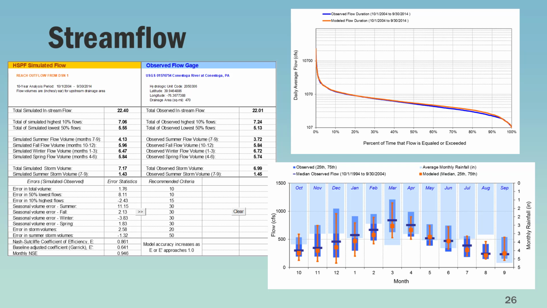So based on the Nash-Sutcliffe efficiency, we thought that this was a reasonable representation of the hydrology of the watershed. It is generally recommended that if you're exceeding 0.7 at a daily time step, that's a fairly good representation. In this case, we were hitting 0.86. At a monthly time step, it was close to 0.95.